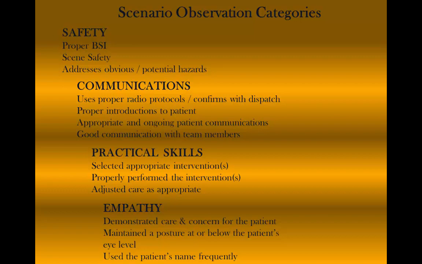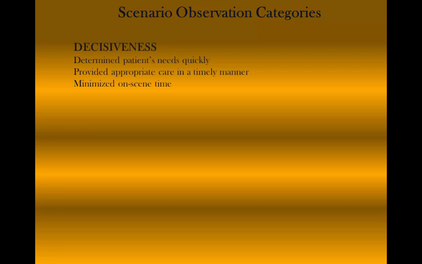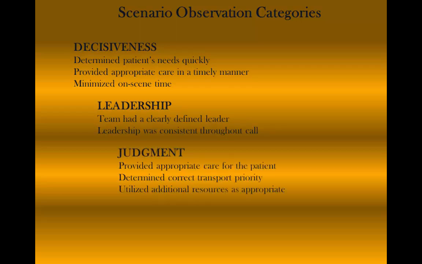The empathy observations include care and concern demonstrated by the team, that a posture at or below the patient's eye level was maintained, and that the patient's name was used frequently. The remaining 4 categories and the respective topics for the observing team members are listed here. They are decisiveness, leadership, judgment, and fact-finding.